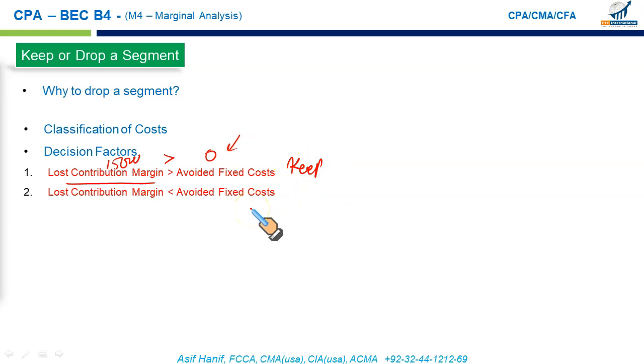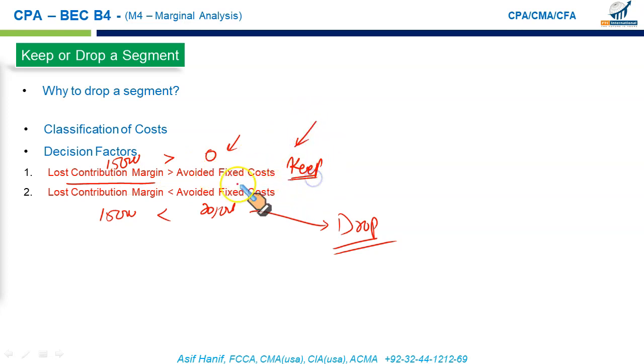Let's say in the given situation the avoidable fixed cost was 20 and the lost contribution margin was 15. In that case we should have dropped the conch chowder. So please remember, if the lost contribution margin is greater than avoidable fixed cost, which is the case in the given example, we should keep this product. At least it is generating positive contribution to cover some of the unavoidable fixed cost. But if we face a situation where avoidable fixed costs are 20 but the lost contribution is 15, then we should discontinue or drop this segment.